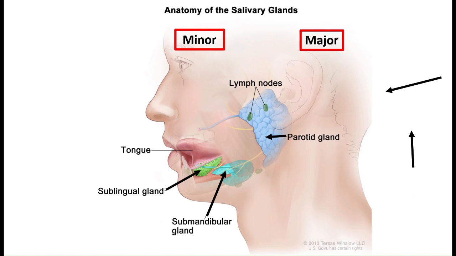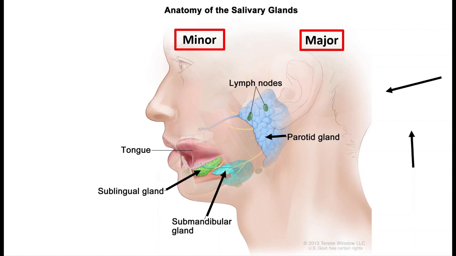In order for the mouth to function well in receiving food, mixing it, and preparing it for swallowing, it needs to be wet. Not only wet, but the process of digestion is going to start in the mouth. So we need salivary glands.